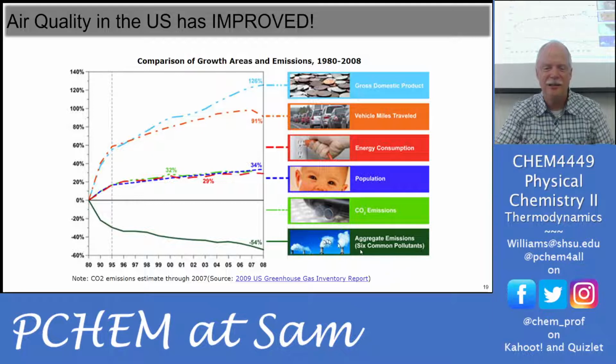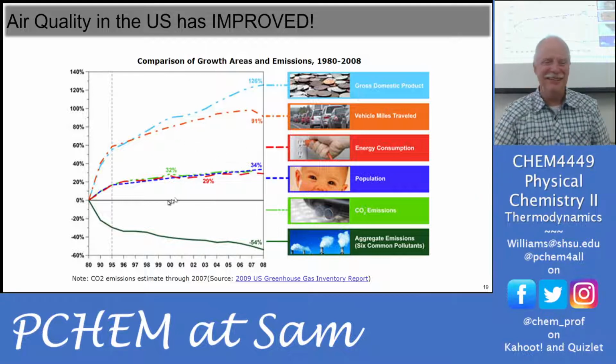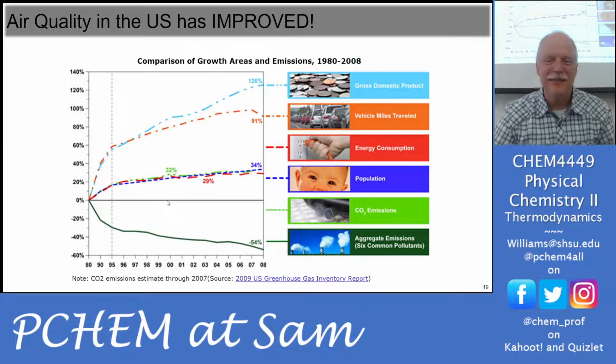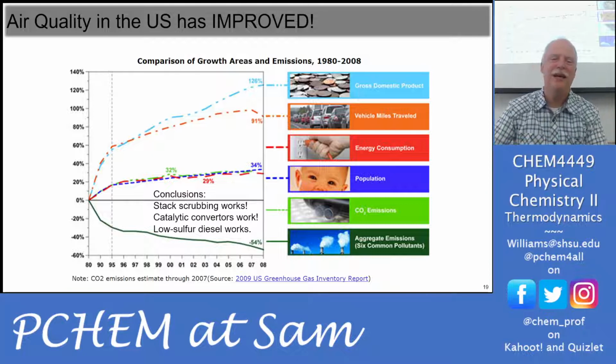But aggregate emissions like sulfur oxides, nitrogen oxides, and other kinds of things during this time has dropped because of stack scrubbing and so on. So we've really done a great job of controlling pollution in this particular case. And this is from that right-wing site, the EPA. That's a joke. So this isn't something from, pick your whatever. So low sulfur diesel and catalytic converters and stack scrubbing has really done a great job.